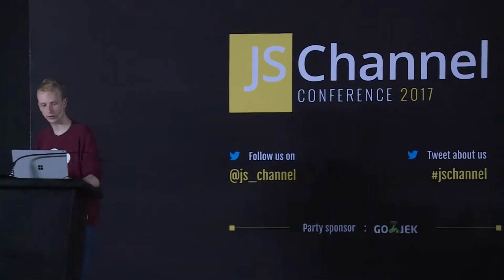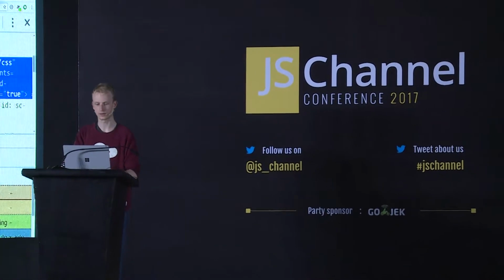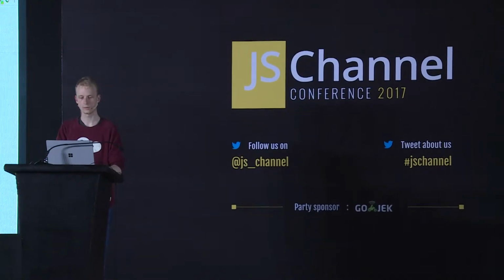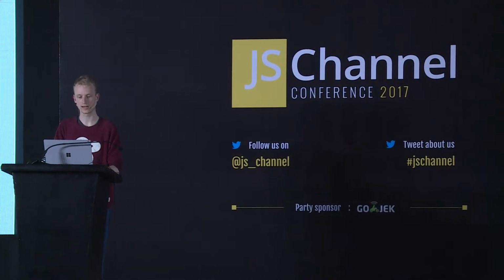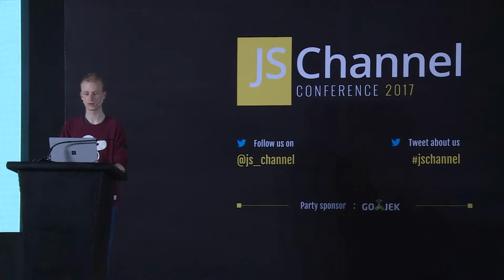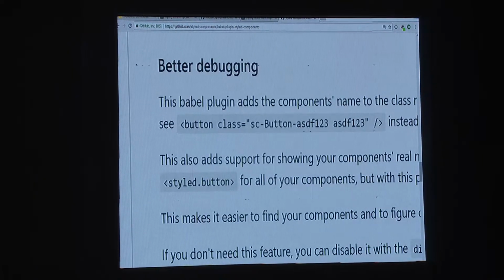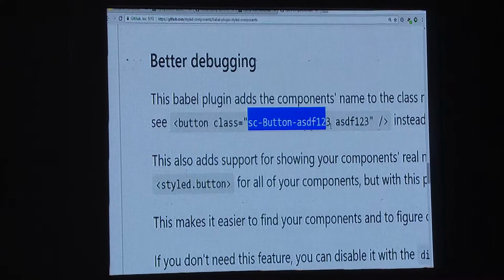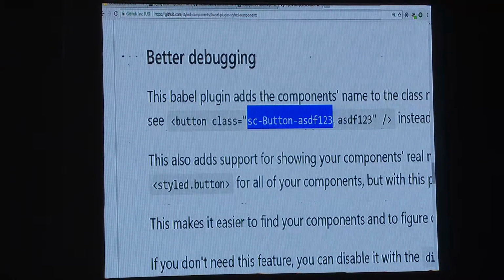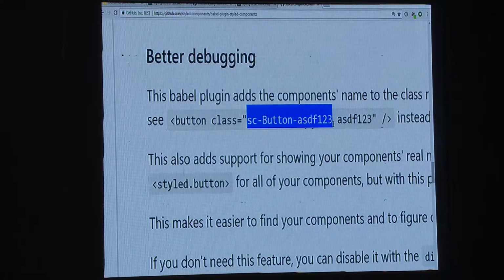Yep. So what Styled Components has is a Babel plugin. This requires you to create a React app, which is why I don't have it installed. But what this Babel plugin does is it gives you the names of the components in your CSS class names, right? So if you use this Babel plugin, what you'll get is this. Rather than just a random hash, you'll have the component name in the class name so you can find it again. Does that make sense?